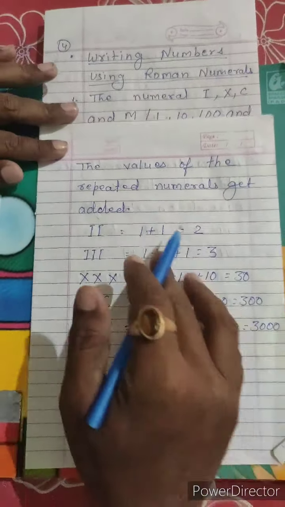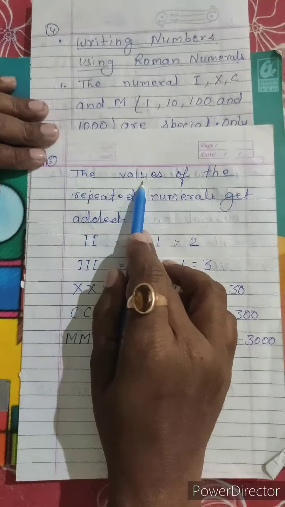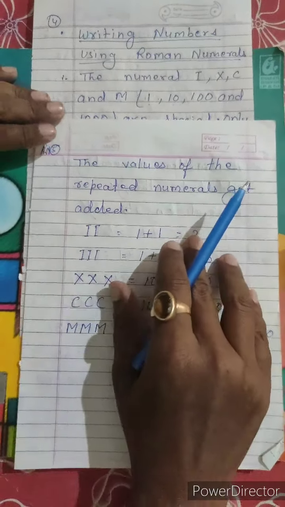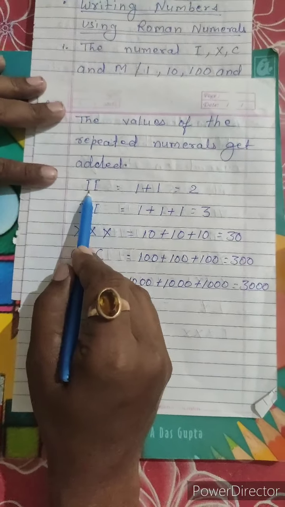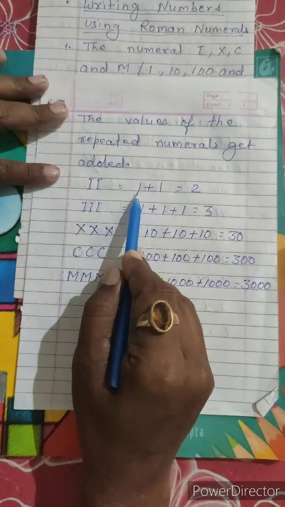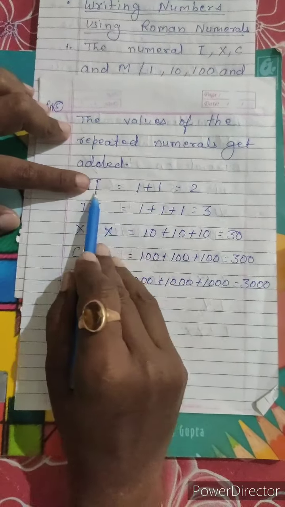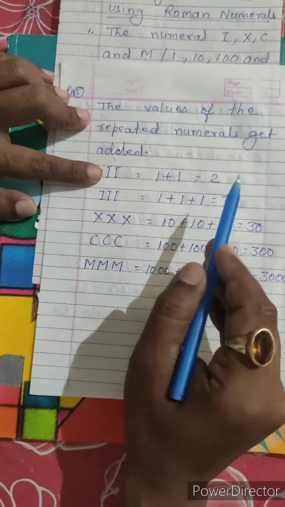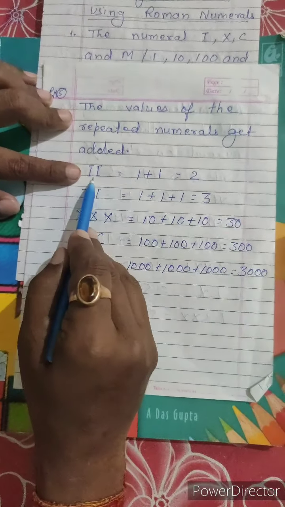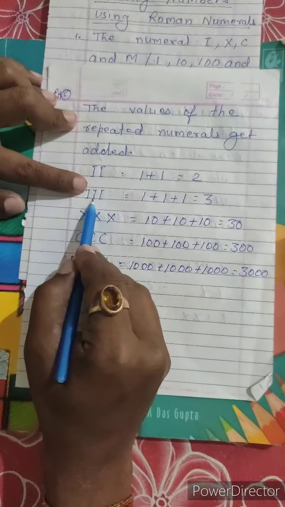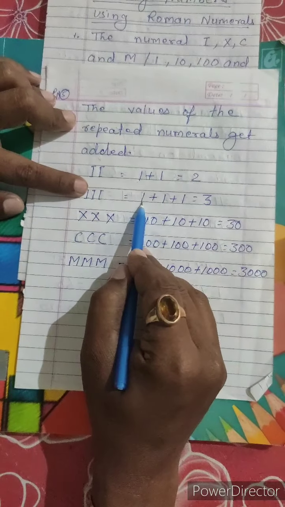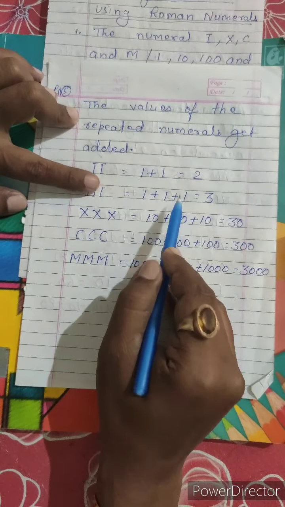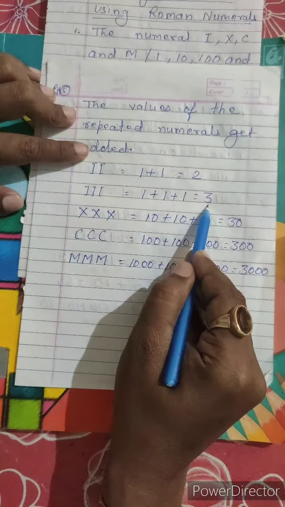The third rule is the value of the repeated numerals gets added. Here, for repeated I, the value of the first I is 1 and the second I is 1, and when added it becomes 2. So 2 in Roman is II. For III, the first I is 1, the second is 1 and the third is 1. When added it becomes 3.